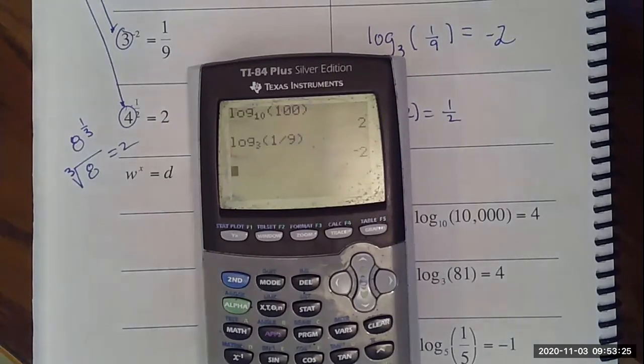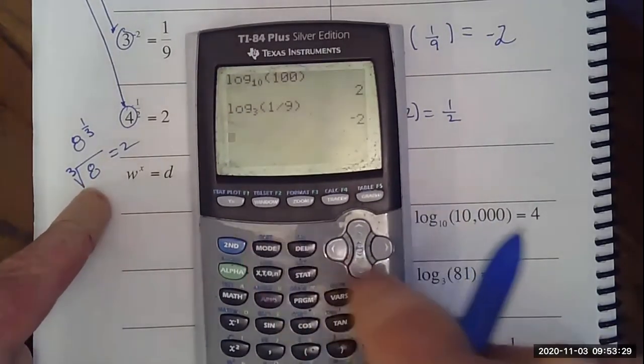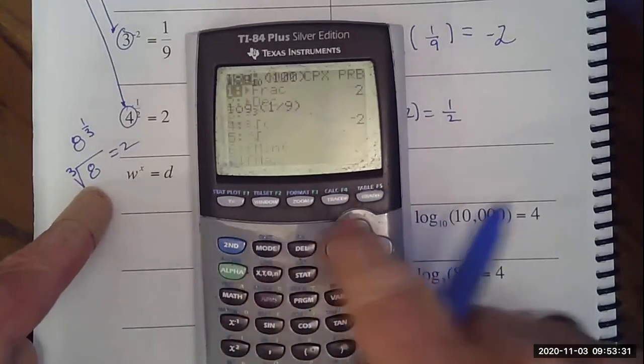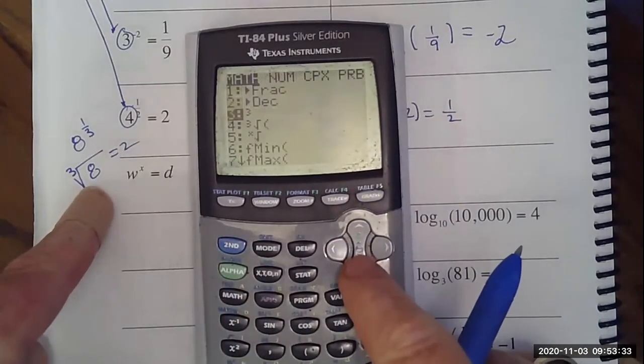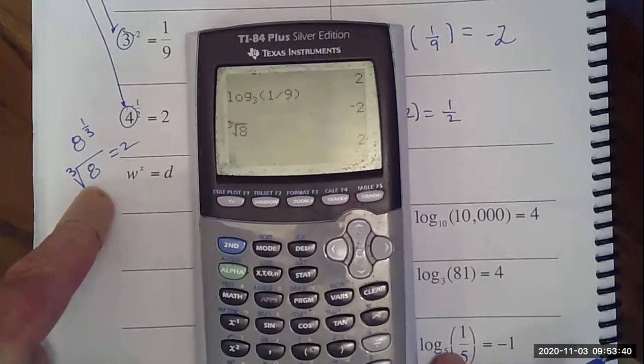Cube root. Okay, find the cube root. I can do that somewhere. I think I'm under the math button again. No, there it is right here. Cube root of 8. I say it's 2. Well, of course it is.